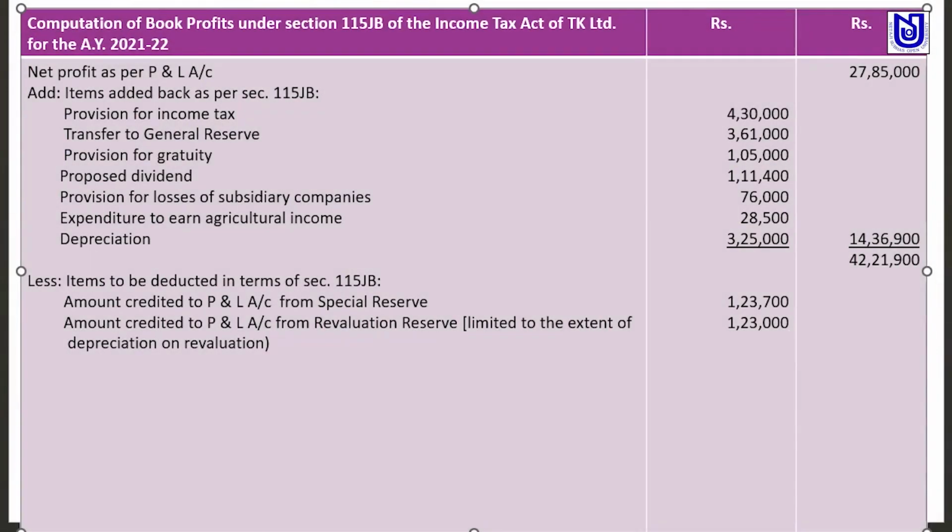Third item, amount credited to P&L account from revaluation reserve, that is already taken. Next item, agricultural income, 2,85,000. It is to be deducted because expenditure toward agricultural income was added back. So agricultural income, as it is related to section 10, has to be deducted. That is 2,85,000.